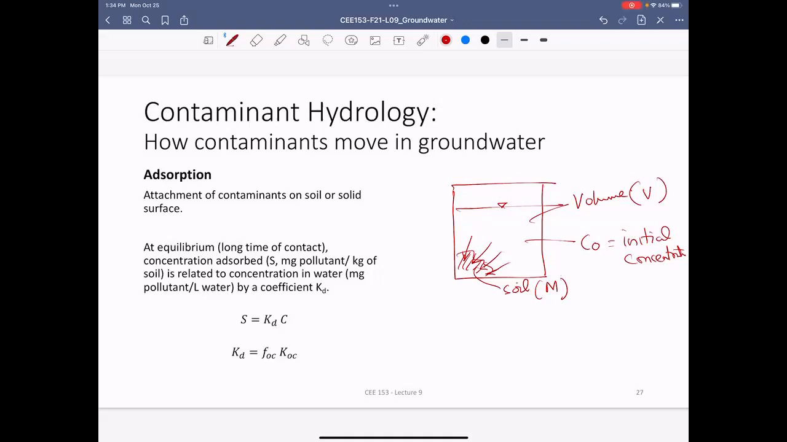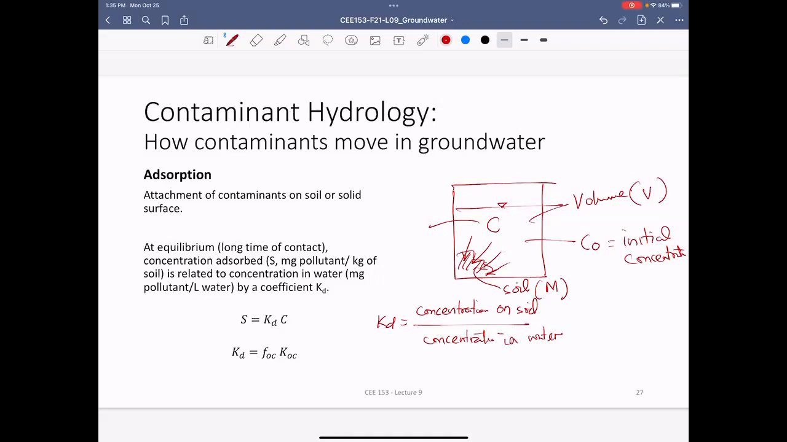Because of that, the concentration is going to decrease. So this becomes C. That means the concentration is now smaller than what was initially. And the rest of the pollutant has gone to the soil. As the contaminant concentration increases in soil, the concentration in water will decrease. So you know this one. That means the KD is basically the concentration of pollutant in soil or on soil, divided by the concentration in water.